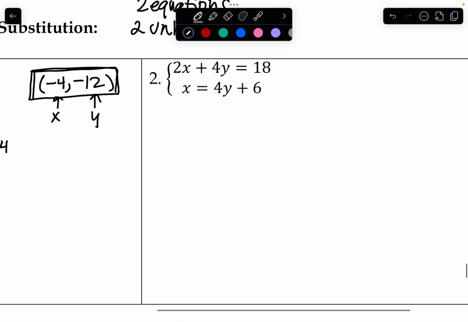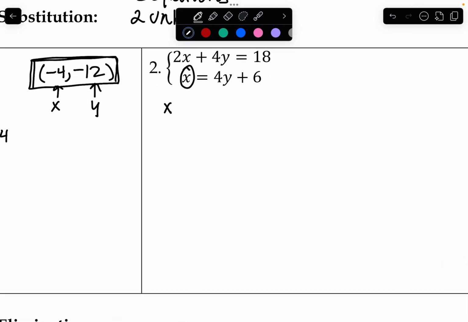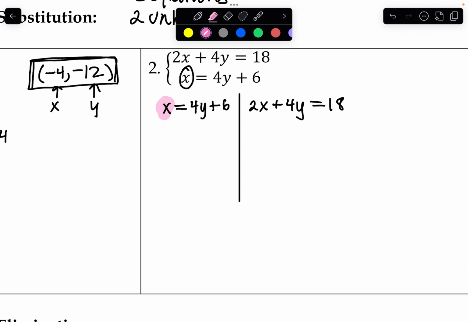Okay, this next problem, x is the variable already solved for. So my bottom equation goes in the left column, and my top equation goes in the right column. And so x is the player getting subbed out of the game. 4y plus 6 is the player going in. So we're going to take x out of the game, and this 4y plus 6 is going in.